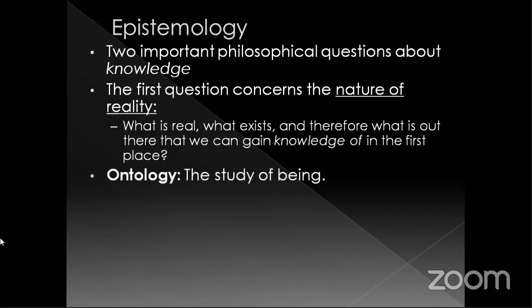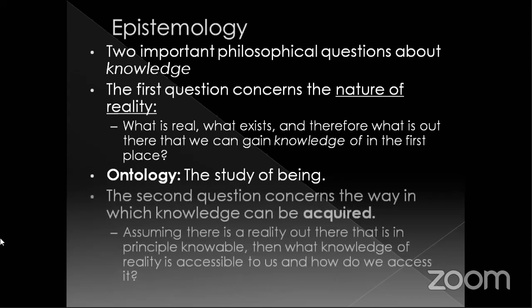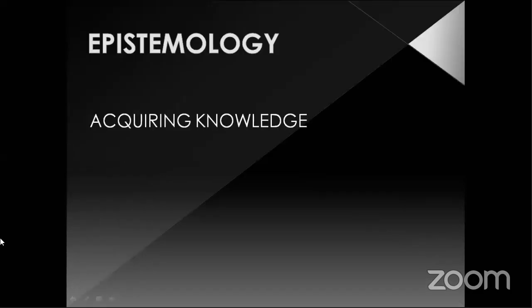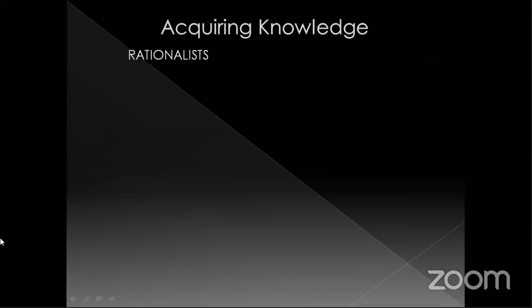The second question is the ontological question, the study of being. The second question concerns the way in which knowledge can be acquired. Assuming there is a reality out there that is in principle knowable, then what knowledge of reality is accessible to us, and how do we access it? What kind of knowledge is accessible to us and how do we know it? That will show us how the different philosophical trends interacted with science. We'll discuss the acquiring of knowledge aspect first.